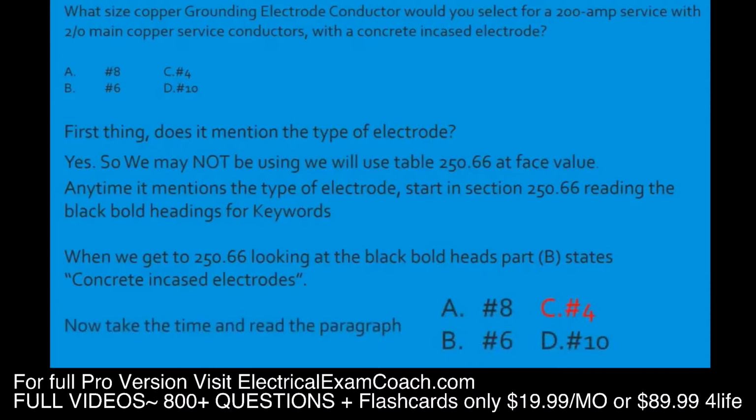Now, this supersedes what the table says. That's why we have to be very careful, and this is where a lot of people get the answers wrong on their actual examination, because this value over here in 250.66 actually supersedes the table. So if the type of electrode is mentioned, go check A, B, or C and see if the answer is listed there. And we're going to select C, a number 4.